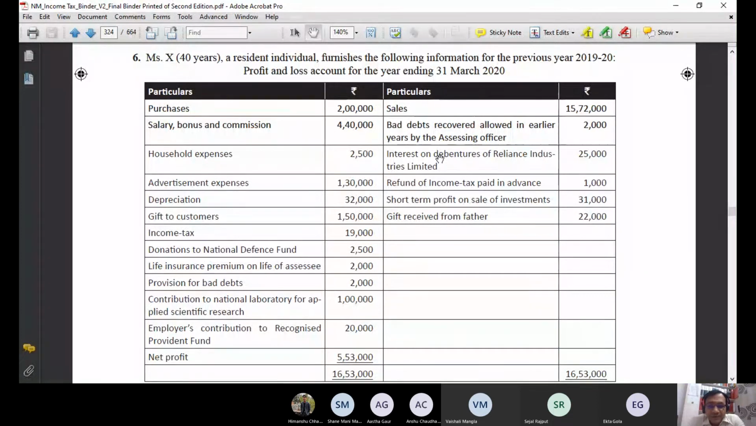Very good. Next point, interest on debentures of Reliance Industries Limited. Can you think logically? Is it correctly shown here?